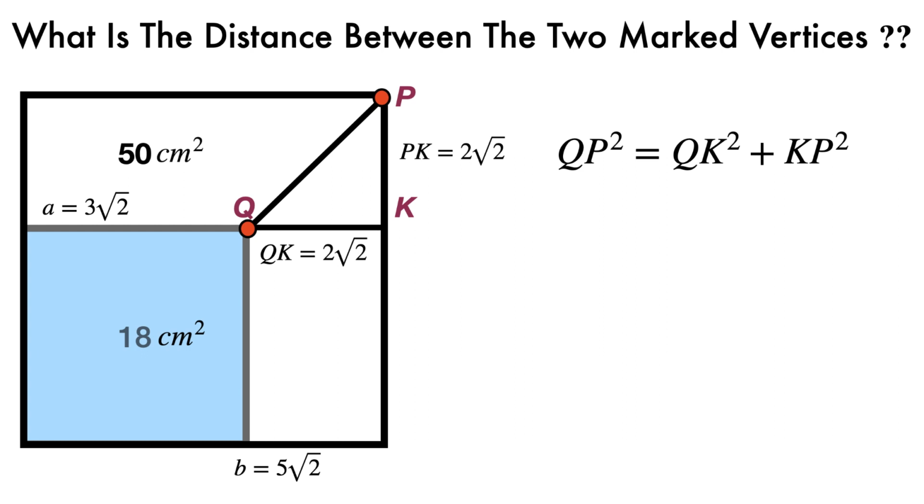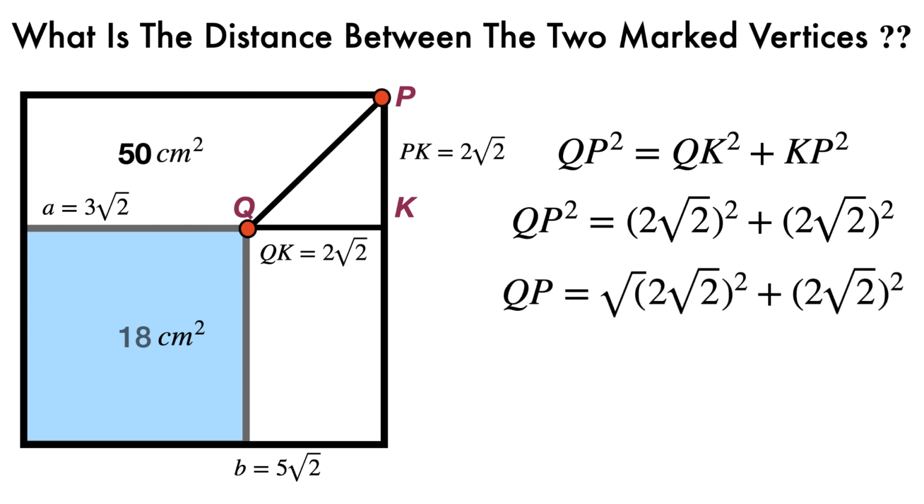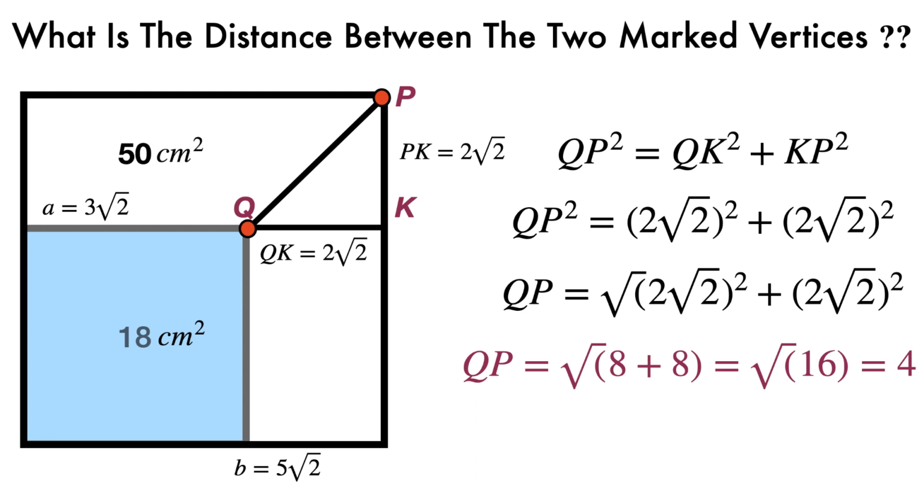Hence the length of QP in centimeters is square root of (2 times square root of 2) whole squared plus (2 times square root of 2) whole squared. After solving this, the expression becomes square root of 8 plus 8, which is equal to square root of 16. After solving this, we get the value 4. Thus, the distance between the two marked vertices in this figure is 4 centimeters.